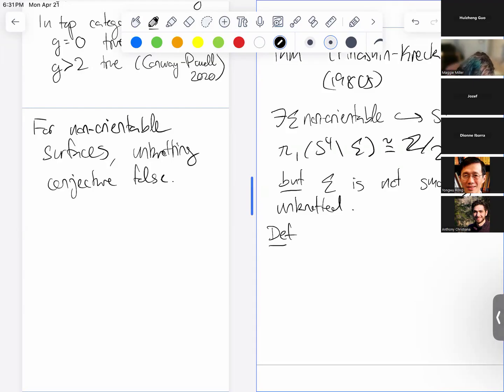Definition of unknotted. It's actually much easier for non-orientable surfaces, because I just have to tell you what an unknotted projective plane is, which I wanted to do anyway, because again, you need to have some examples. And then for higher genus non-orientable surfaces, we just say it's unknotted if it's a connected sum of the unknotted RP2s. So here's an unknotted projective plane.